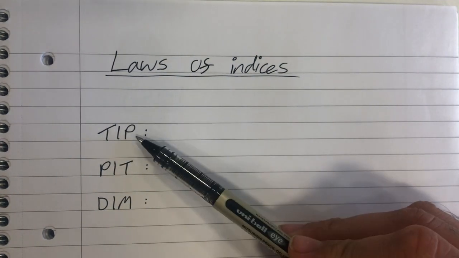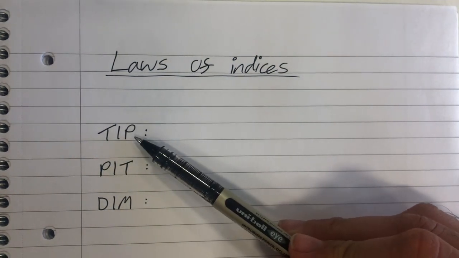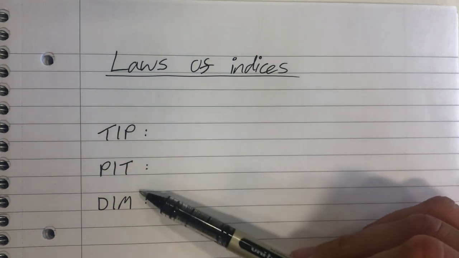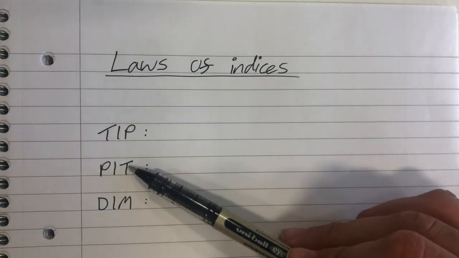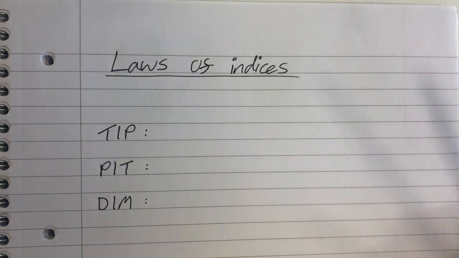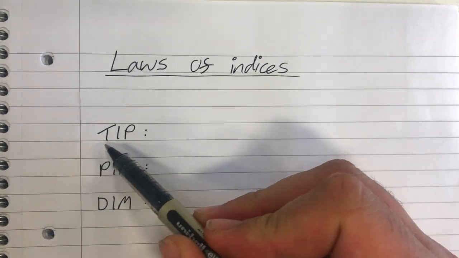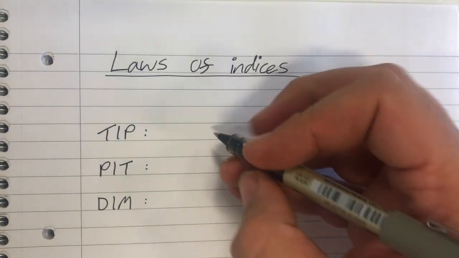So 3 of the rules I learned as acronyms: TIP, PIT, and DIM. You may or may not have heard of these. It doesn't matter whether you remember TIP, PIT, and DIM or not. It's the rules themselves that you need to know. So TIP is times indices plus.